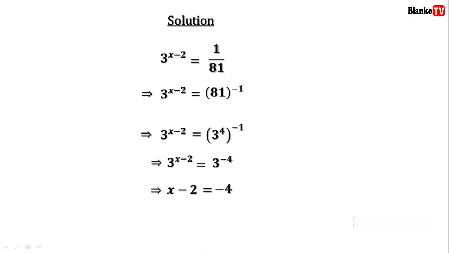So to solve for x, we have negative 4 plus 2. So x is equal to negative 4 plus 2 will give us what? Negative 2. So our x is equal to what? Negative 2. Please remember that this calculation falls under exponential equations.